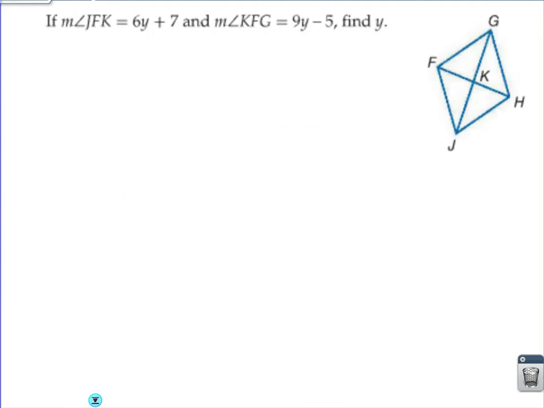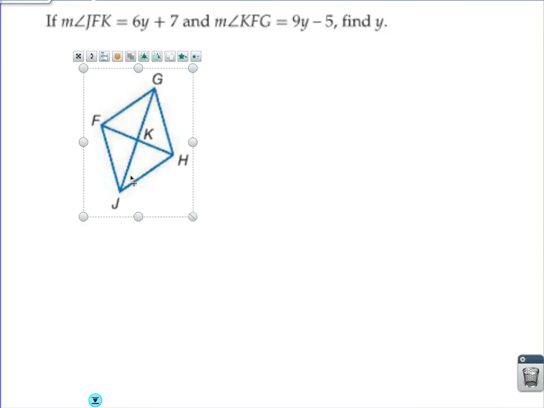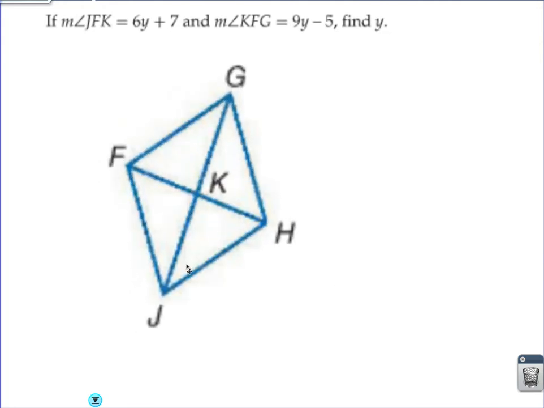Another, the measure of angle F or JFK, there we go, President JFK. JFK, which is this, is 6y plus 7. The measure of KF, not KFC, but KFG, KFG is 9y minus 5. You'll help me out with that one. What's going to be true about those two angles? They're equal.